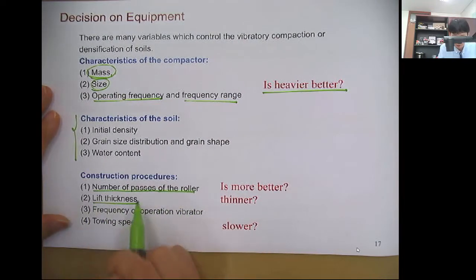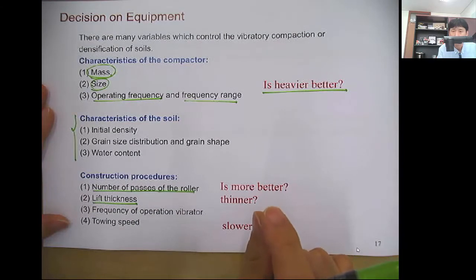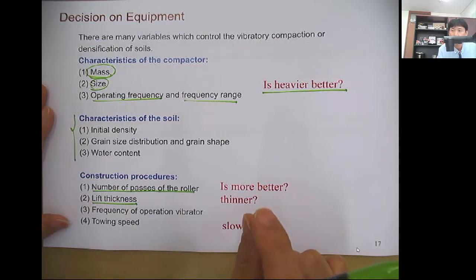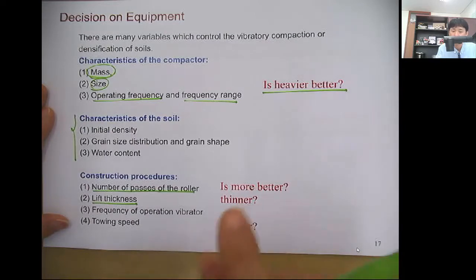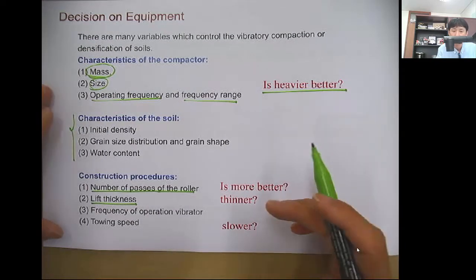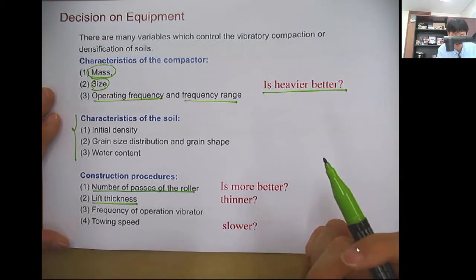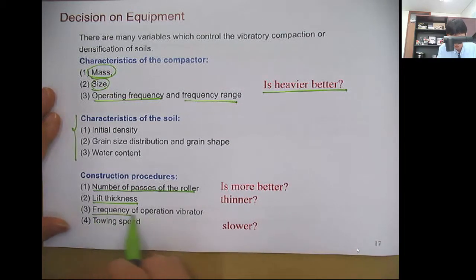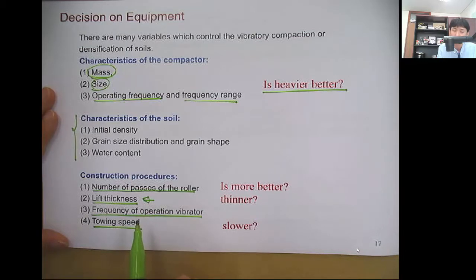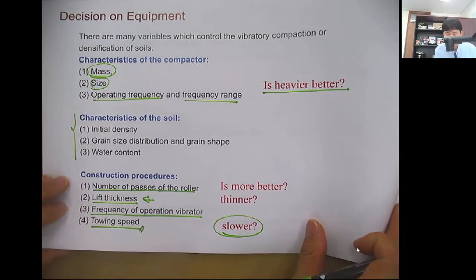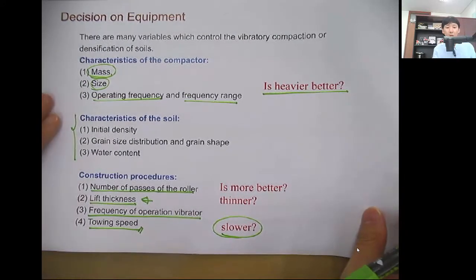And lift thickness too. The thinner is better. But in that case, you have to increase the number of layers, so it increases the project duration, and it costs money. So we have to find the optimum lift thickness, the frequency of the vibrator operation, and the towing speed. Actually, the lift thickness depends on the equipment you choose, and the frequency is also an equipment characteristic. And for towing speed, slower will be better, but it's also related to the cost and the project duration.